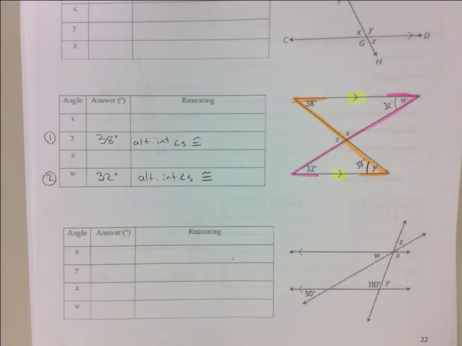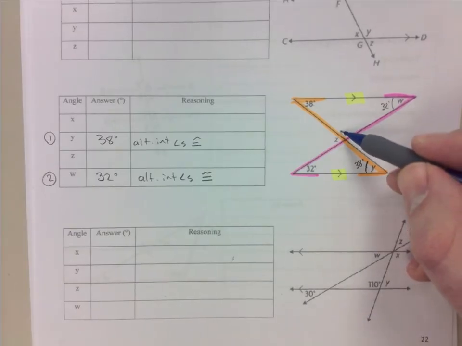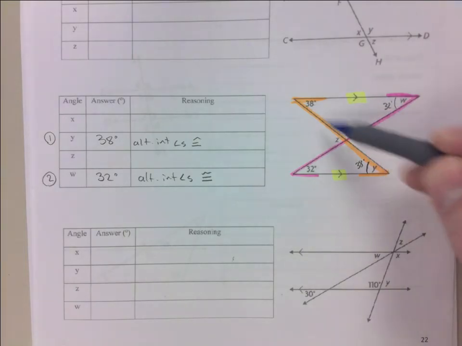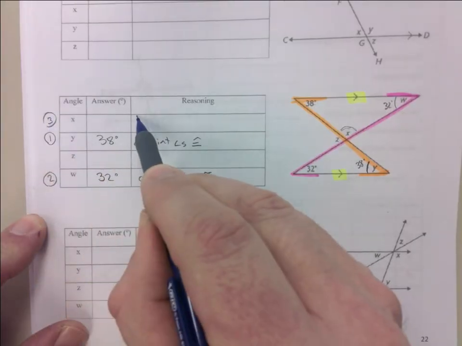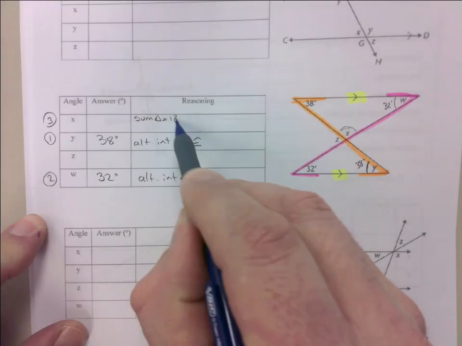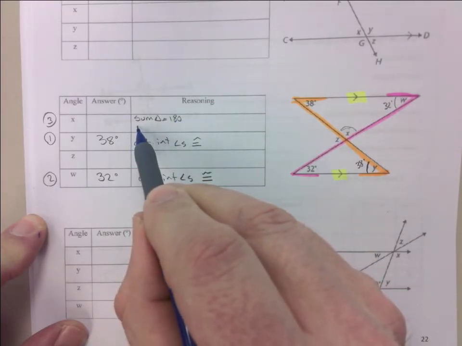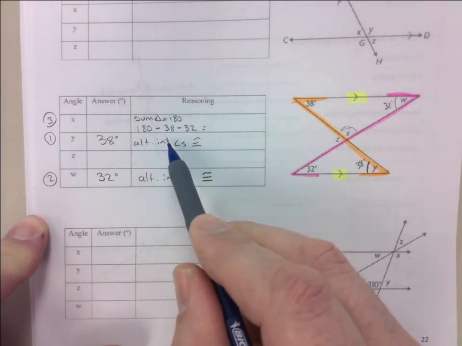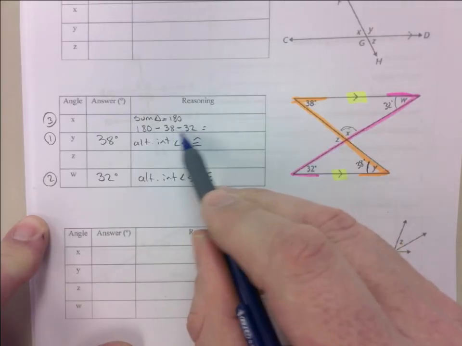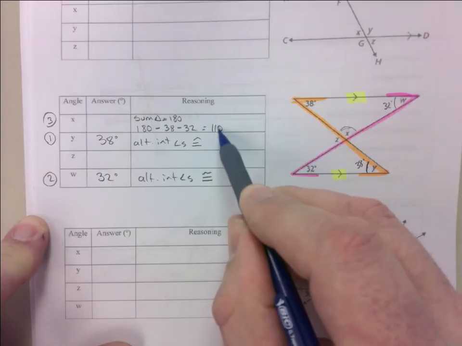What would you do next? Which one should I do next? Anyone? x, that's right. I see a triangle there, right? So sum of triangles. Let's do that one next. I'm going to use sum of triangle is equal to 180 as my reasoning. And I just go 180 minus 38. I would strongly encourage you to show this work, and I'll tell you why in a bit. What's that? 70. So this is 110.